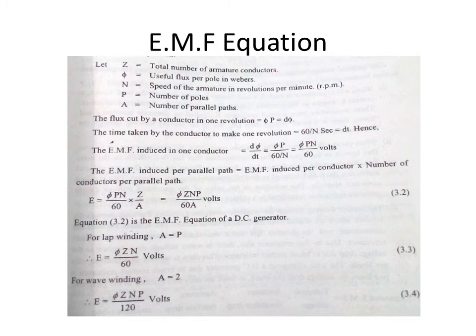So this is very important. We started with the EMF equation for a single conductor. We have to write it in terms of Faraday's law: EMF E is equal to dφ/dt. So dφ is the flux cut by a conductor in one revolution, φP. The time taken for one revolution is 60/N. So we have substituted. Then for a parallel path, if we write the EMF equation, the EMF per conductor times the number of conductors per parallel path, you will get φZNP divided by 60A volts.